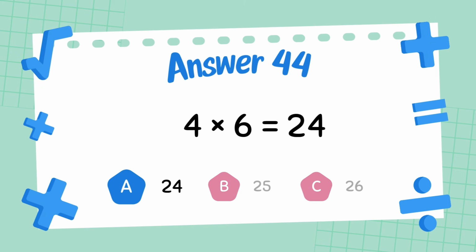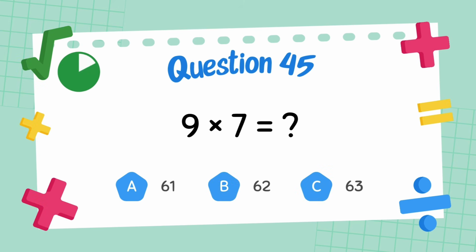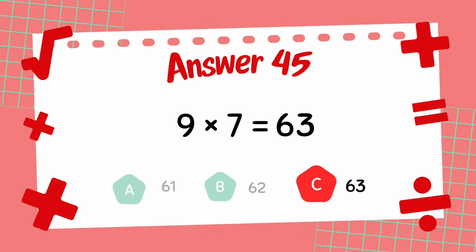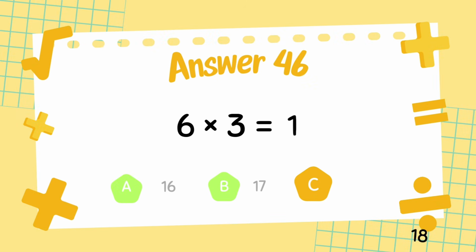The answer is 24. What is 9 multiply 7? The answer is 63. What is 6 multiply 3? The answer is 18.